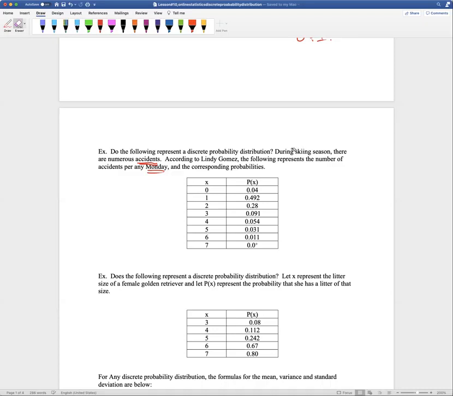Now, another way that we can use discrete probability distributions is to figure out what the mean or the expected value is. And we're going to talk about that in a second. But I just want to answer this question. And the question is, do the following represent a discrete probability distribution? Now, remember, we have to check 3 things. First of all, first thing that we want to check for, is our variable discrete?